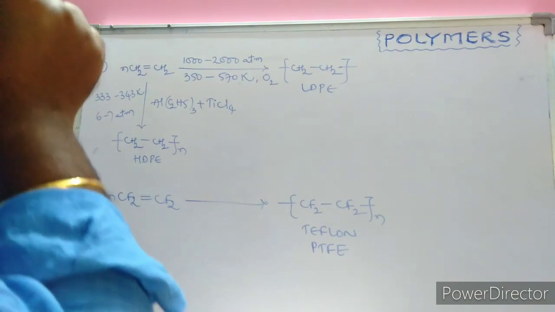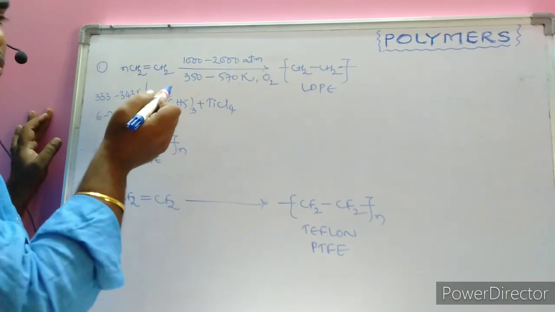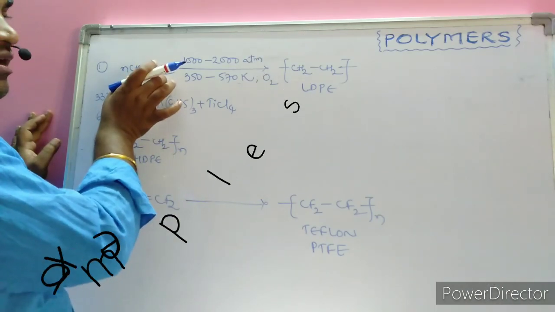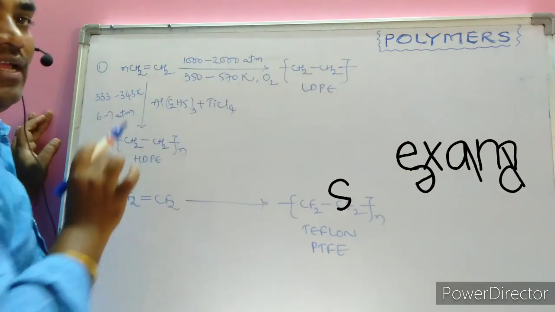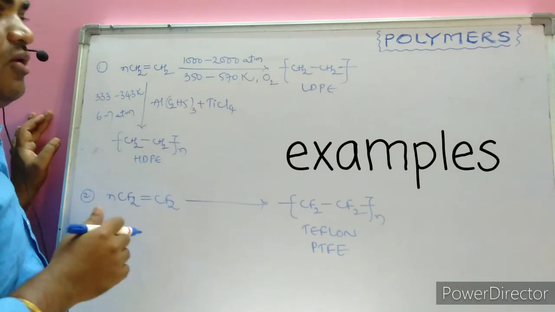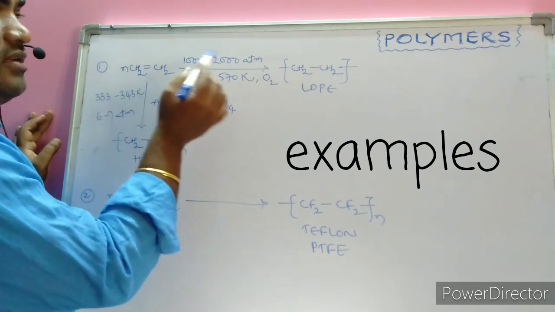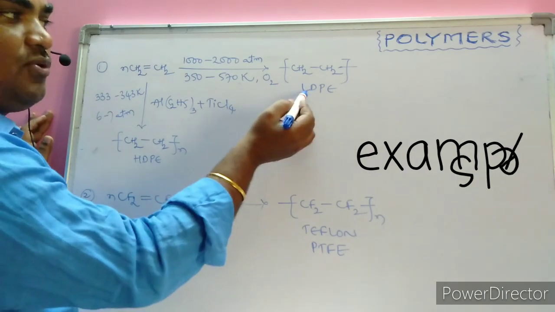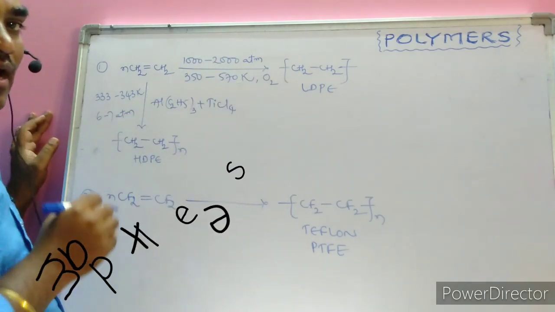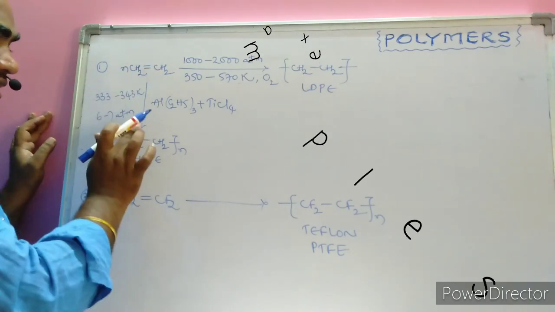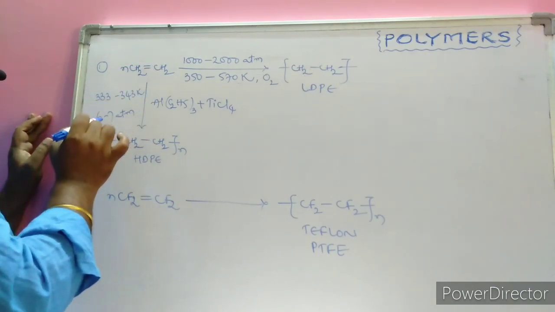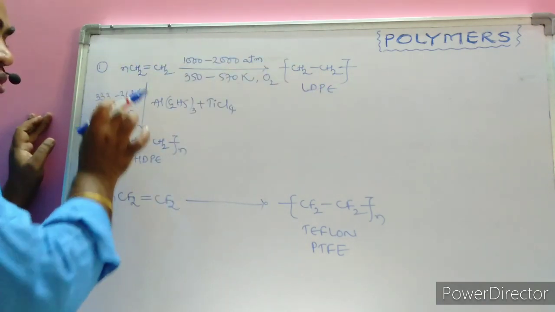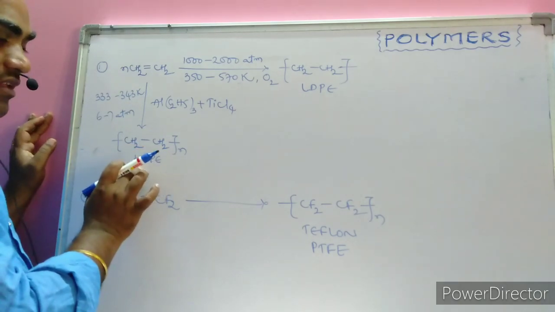Some examples under addition polymerization: a very familiar one, which students usually call polythene. The monomer is ethylene, and ethylene on polymerization gives polyethylene. Ethylene polymerized at high pressure and high temperature, in traces of oxygen, produces low density polyethylene, LDPE. Ethylene polymerized at low temperature as well as low pressure forms high density polyethylene, HDPE.